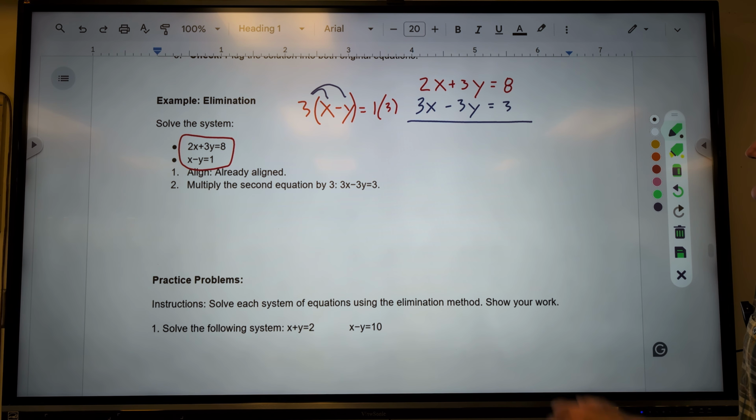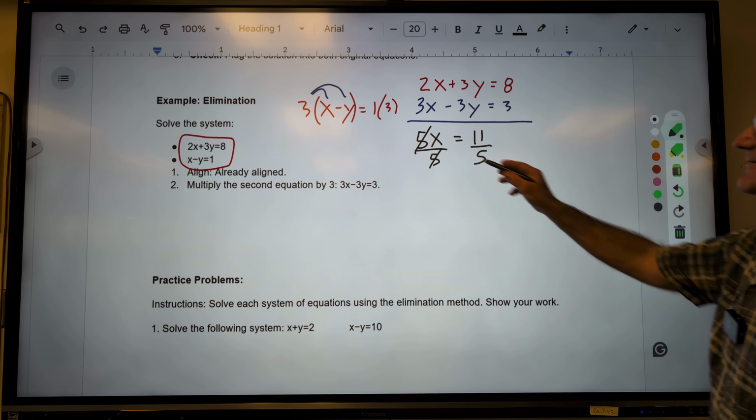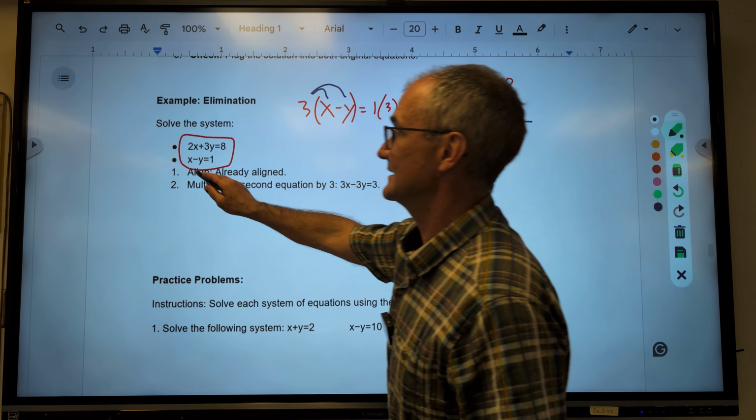Now I'm just going to add those two equations together. 2x plus 3x is 5x. 3y plus negative 3y is 0. 8 and 3 is 11. From there, I divide both sides by 5, and x is equal to 11/5. It's not working out to be too easy. It's a fractional answer. Now that I have that value for x, I could plug it into either equation.